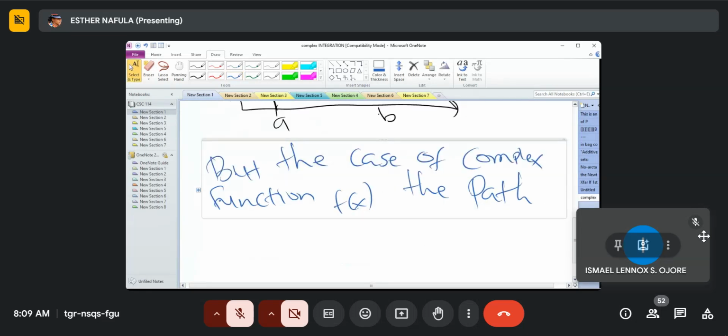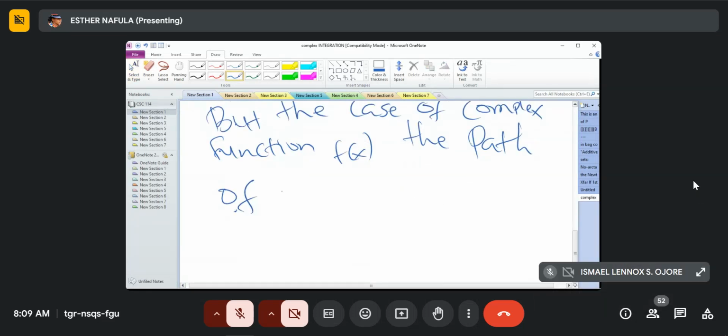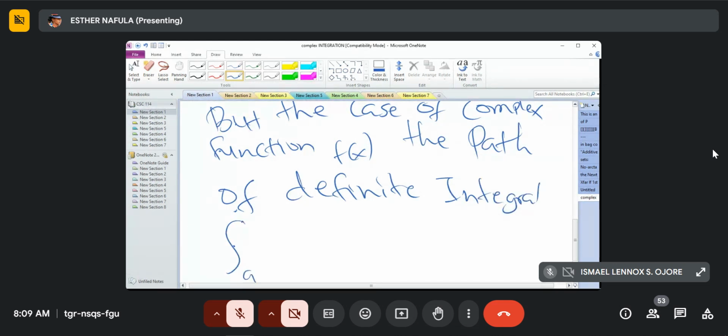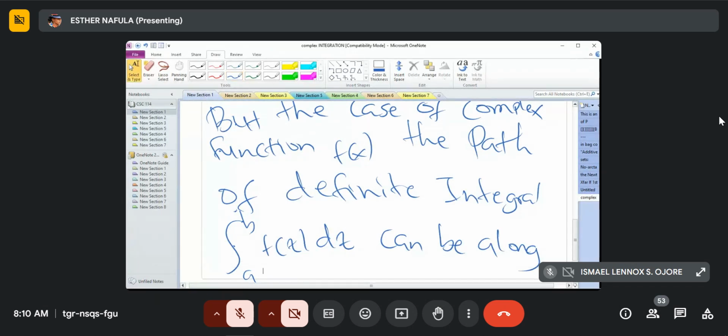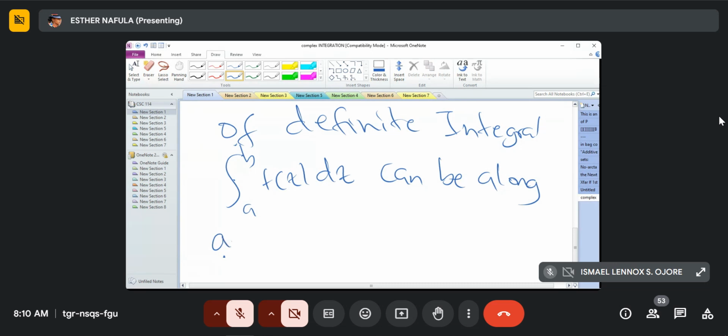Path of definite integral from A to B, f of z dz, can be along any curve, from z equals A to z equals B.